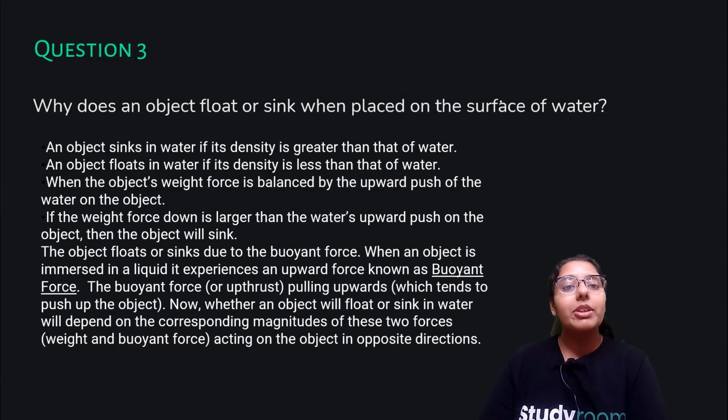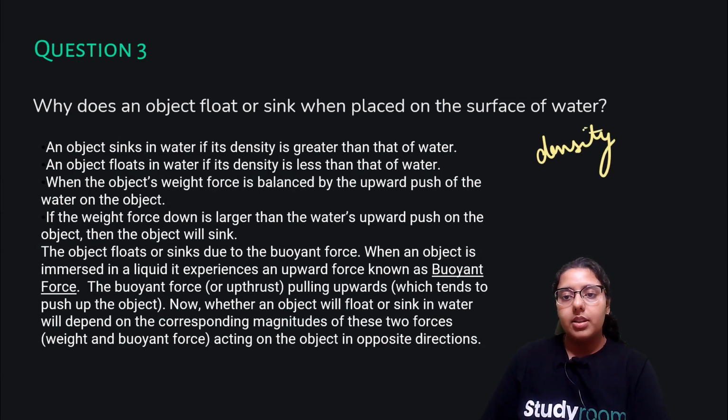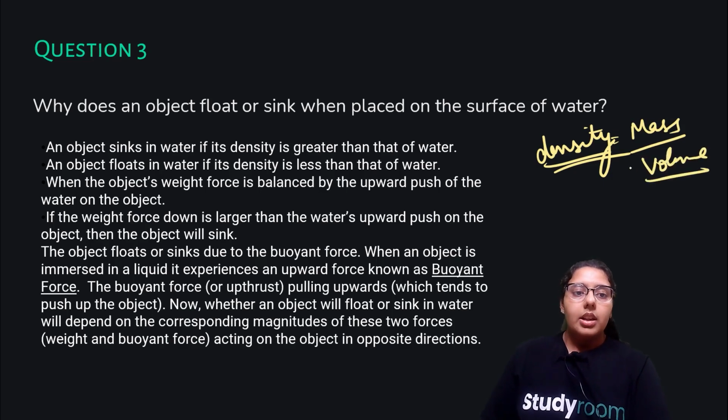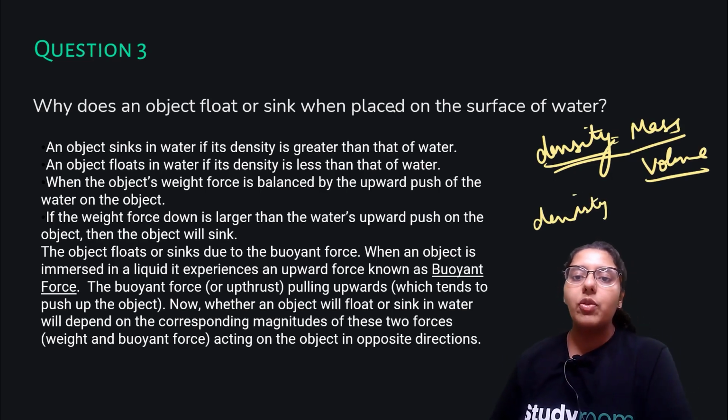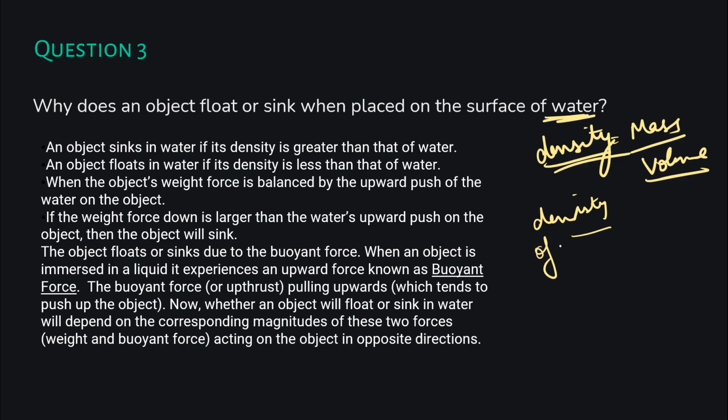So why does an object float or sink when placed on the surface of the water? Because of density. Density is your mass upon volume. Correct. So if you place an object in water, and the density of the object is less than the density of water, then what does that mean?